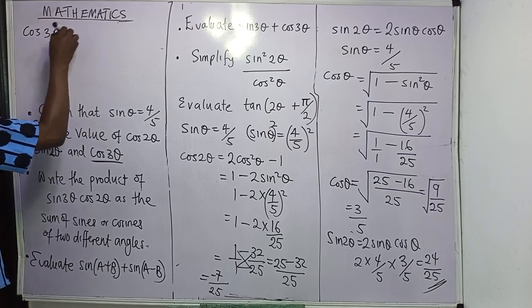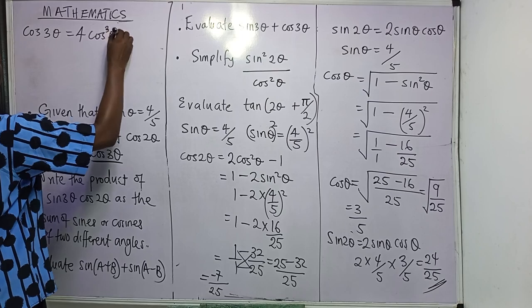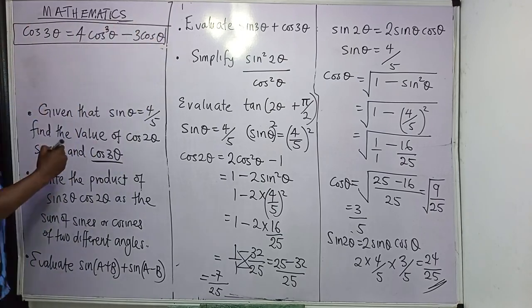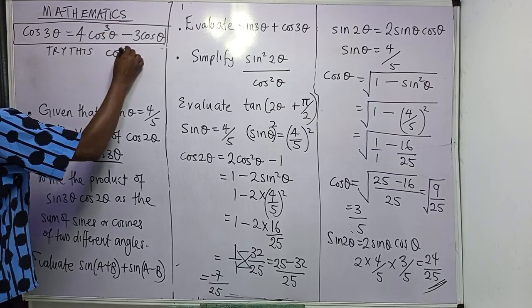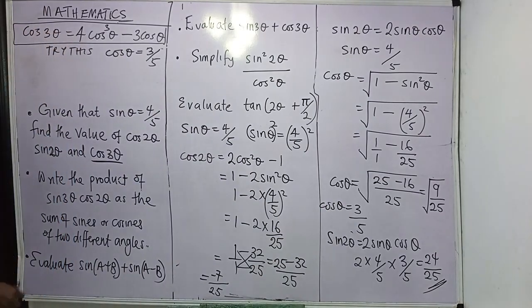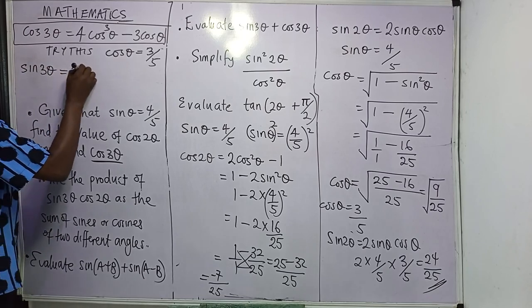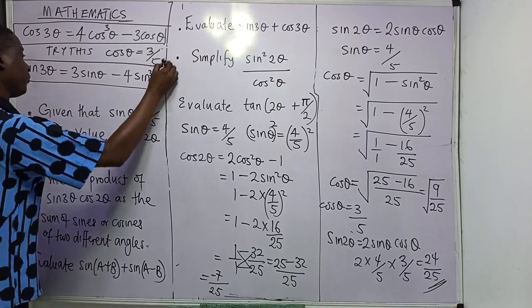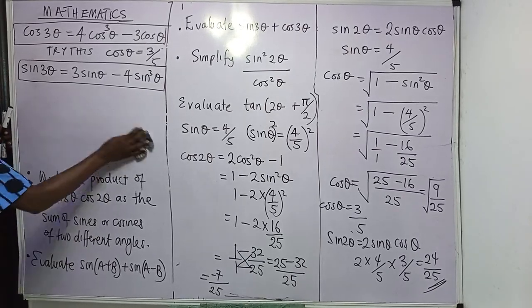Now, for the last one, which is cos 3 theta, I will give you as an assignment. It is equal to 4 cos cube theta minus 3 cos theta. So you use this formula to solve the question. Try this. Recall that this is cube. Cos theta is already equal to 3 over 5. That's cos theta here. Since cos theta is already known, I think solving that problem will not be hard. Also remember that sin 3 theta is equal to 3 sin theta minus 4 sin cube theta. This is another one you should take note of, very important. That is what you are going to use to solve this particular question.